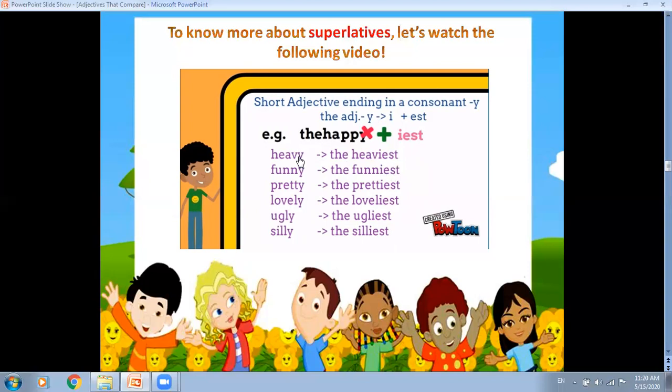But under one condition, if I have before the Y what? A consonant letter, as in here. Consonant as letter P, V, N, T. All of these are consonants, okay? Consonant letters.